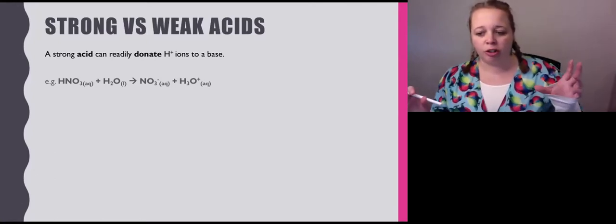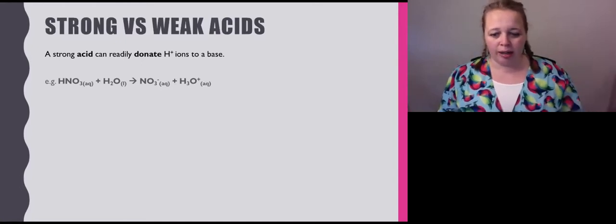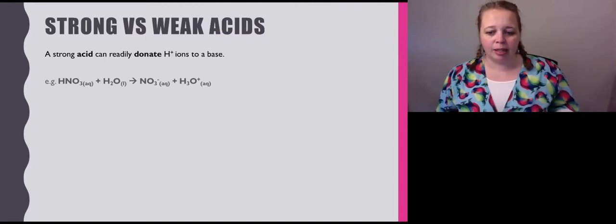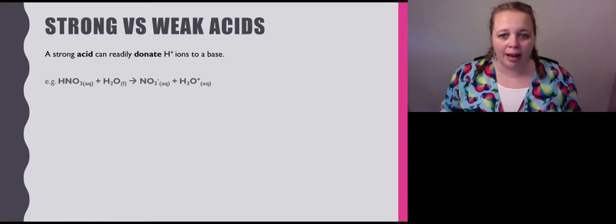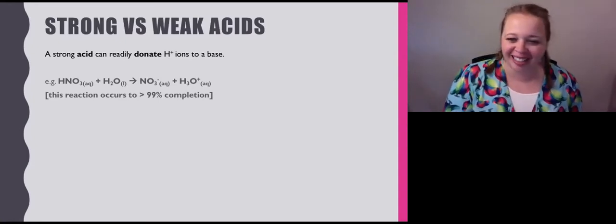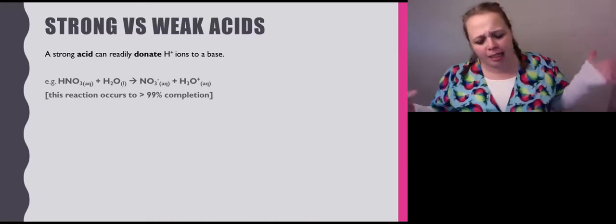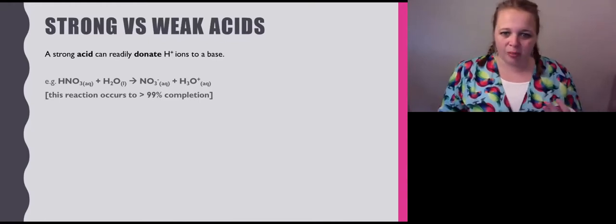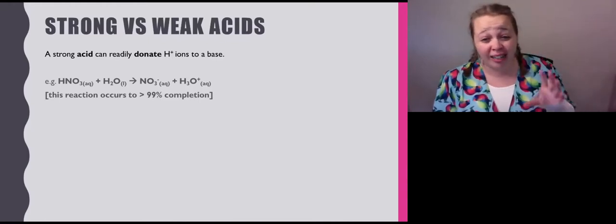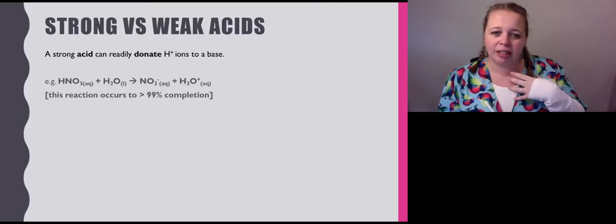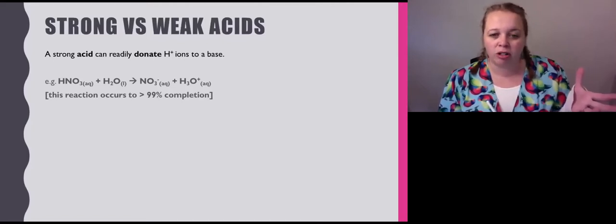The process of donating a H+ to a base is called ionization. A strong base can readily accept the H+ ions from an acid. And here is an example of a strong acid. This reaction, the dissociation of nitric acid with water, occurs to almost 99% completion. So it's a very strong acid because it has this ability to just dissociate and give away its hydrogen ions.